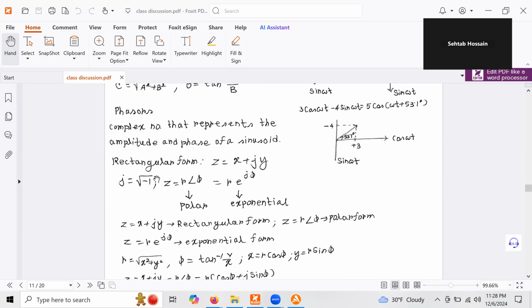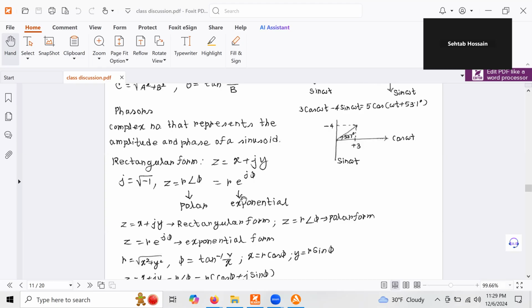one another term is j. j is the imaginary number whose value is root over -1. Root over -1 is actually an imaginary number. It's not a real number. So if we want to express this rectangular format in polar format, then it will be just like this. r is the amplitude and phi is the phase difference.